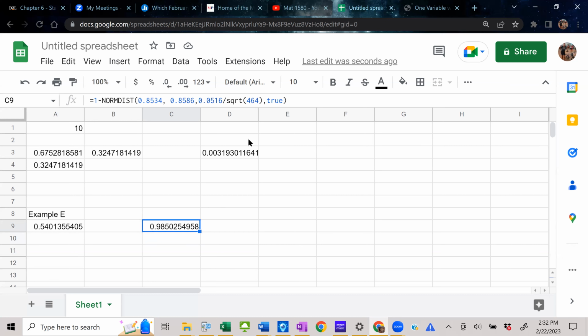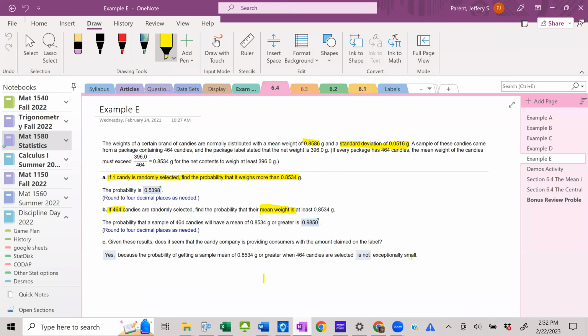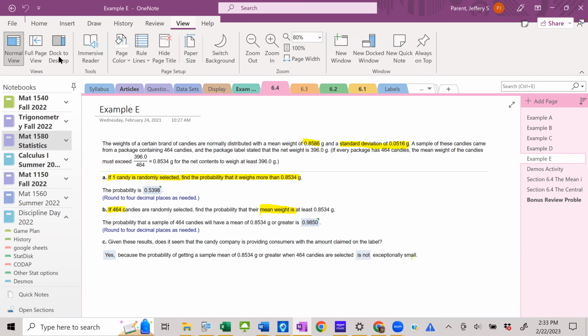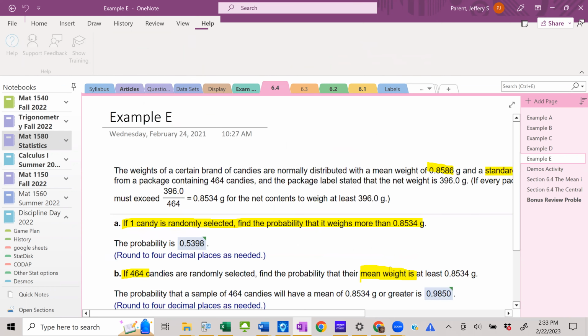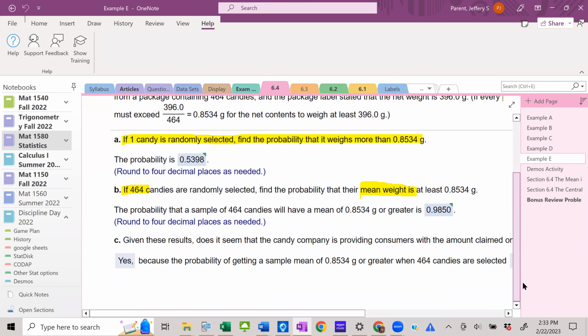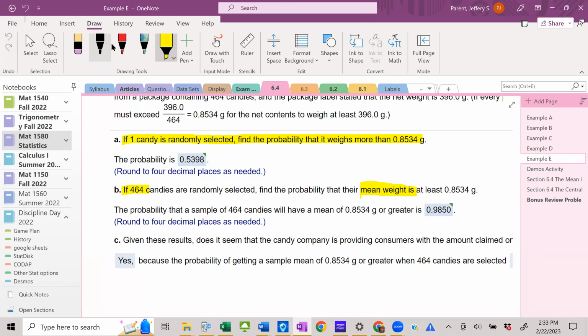Comments or thoughts on this last one here? How do we know that we have to use the square root of 464? What's the keyword? Great question. The big difference in going from one to the next, let me zoom in a little bit, is that instead of talking about one candy like we did with the first one, here we're working with 464 candies and we're talking about their mean weight.